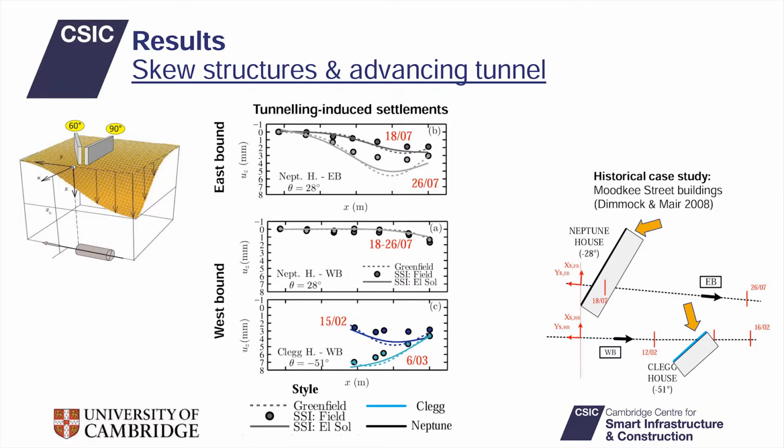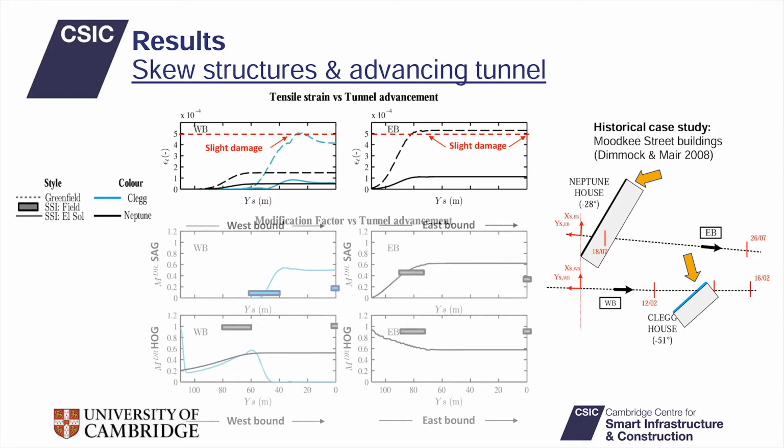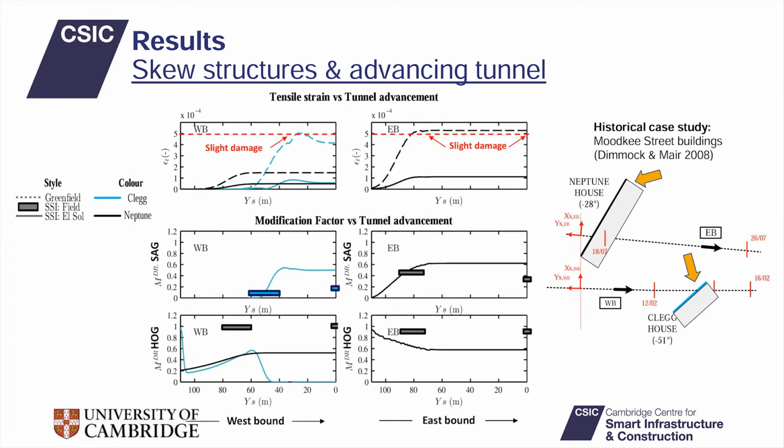as well as the variation of the maximum tensile strain within our structures as the tunnel progressed, and we actually started to also have some information on the soil structure interaction. Interestingly, we started to see that the most critical state for a structure whose inclination is similar to the tunnel longitudinal axis is during tunnel advancement. And we are now moving into looking at the modification factor, and how it's affected by tunnel advancement.